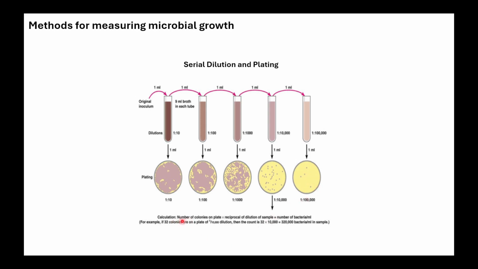Okay, so this is an example: the number of colonies on the plate into the reciprocal of the dilution of the sample gives us the number of bacteria per ml in 1 ml of culture. Suppose 32 colonies are found in this particular plate, at 1 to 10,000 dilution. Then 32 times 10,000 will give us this many bacteria in only 1 ml of sample.